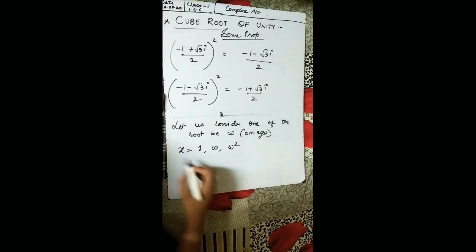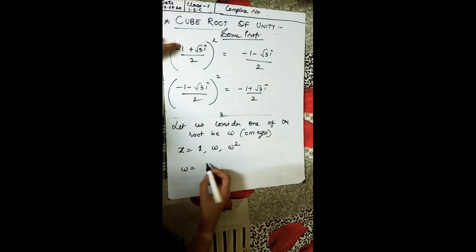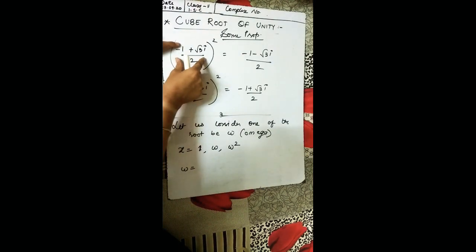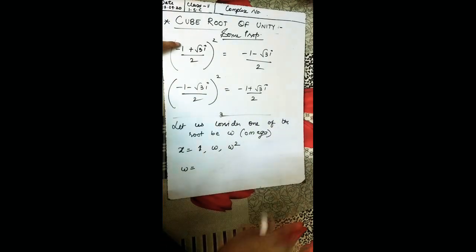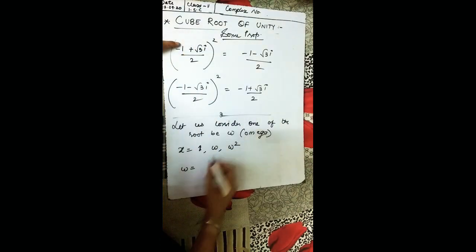Alright, so in this whole chapter, we shall consider omega as this root. That means we got 3 roots, no? 1, this one, and this one. So throughout the chapter, throughout the topic, we'll consider omega is equal to minus 1 plus root 3i upon 2. So what will be omega square? Square of omega is this one, which is the other root.